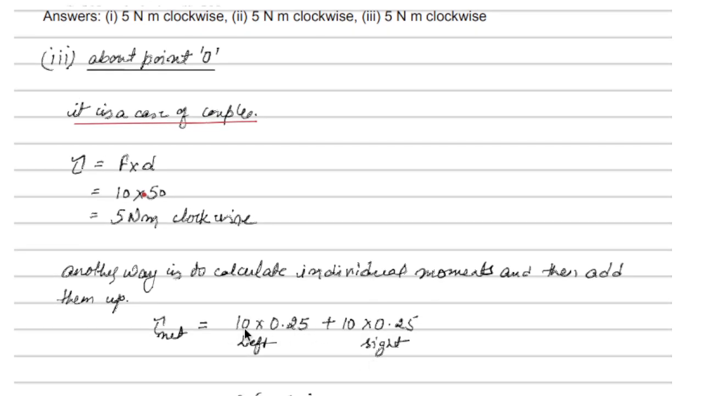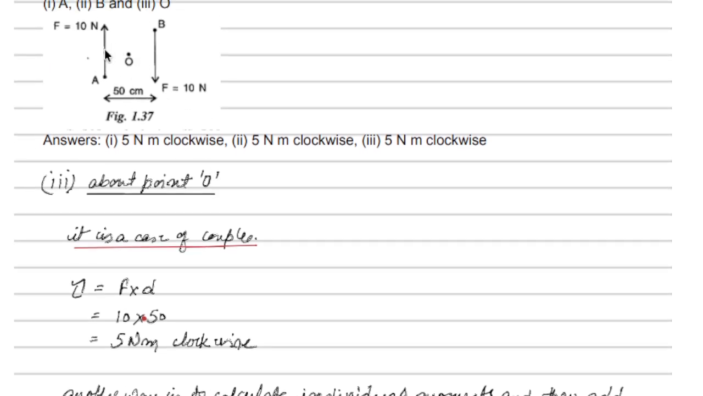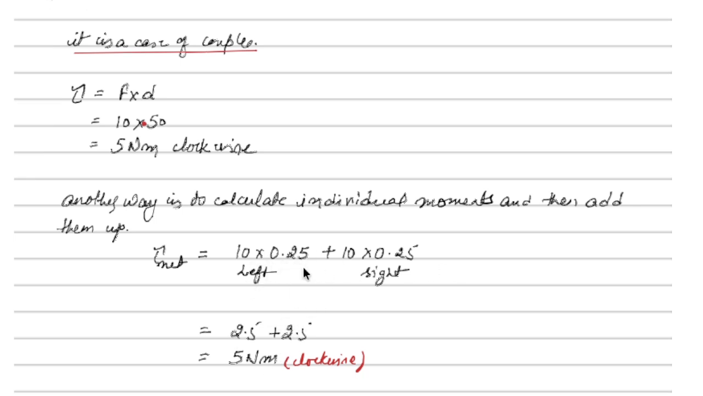Okay, and if you don't want to go for a couple, you can calculate individually. So this is what I have done, 10 into 0.25. Why? When we are taking individually, we have to take the distance from the pivot. The total distance is 0.5, so the distance from this force to this pivot will be 0.25. Or if it is 50 centimeter, it has to be 25 centimeter because it's the midpoint. So that's how we can calculate with individual forces. With individual forces we can also calculate the moments and then add them up. You will get the same answer as we got in the case of a couple.